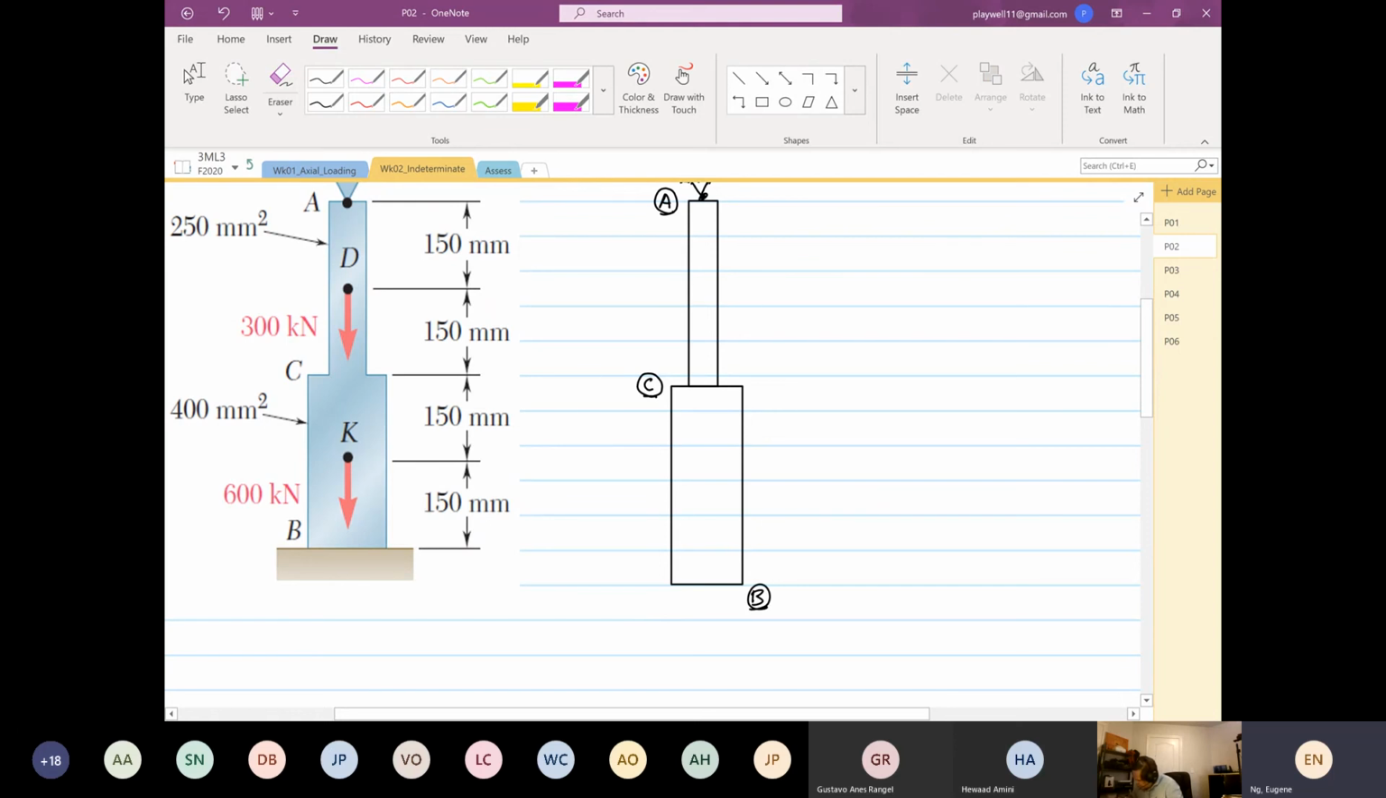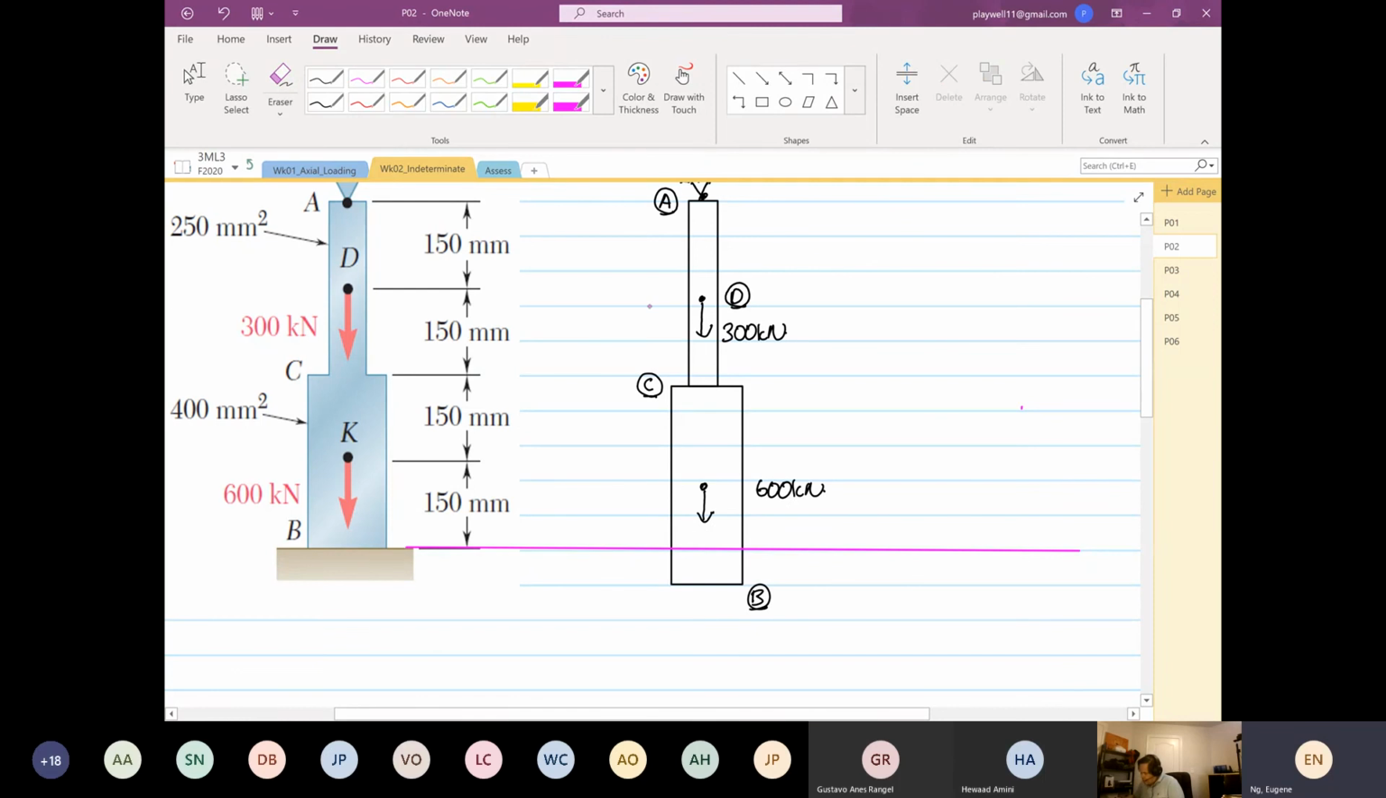The shift is because of the loading at point D. At point D, we have a load of 300 kilonewton. And at point K, somewhere around here, we have a load of 600 kilonewton. I'm going to draw a line across. So this is our original.